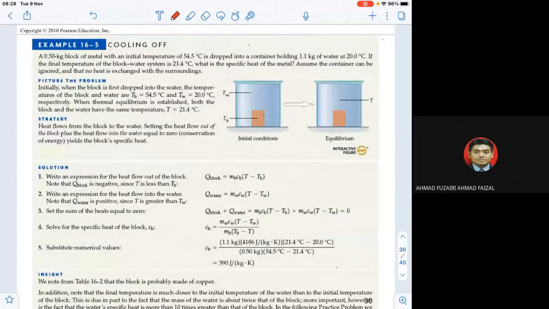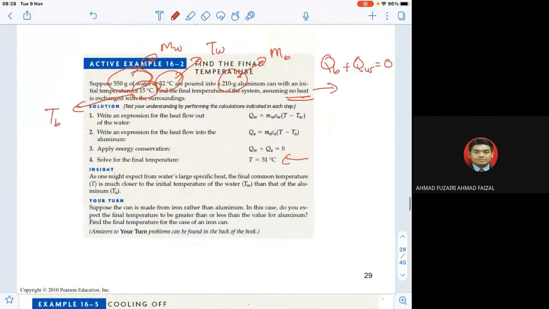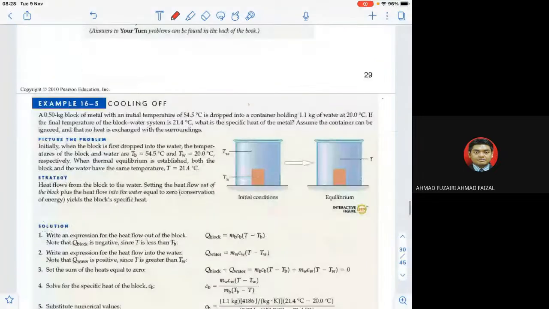Okay, so let's look at another example. 0.5 kilogram. I want to highlight it. In terms of mass, everything must be done in the SI unit. So this one is 210 grams, so you need to convert it to kilograms. 550 grams, you need to convert it to kilograms. So everything must be done in SI unit.